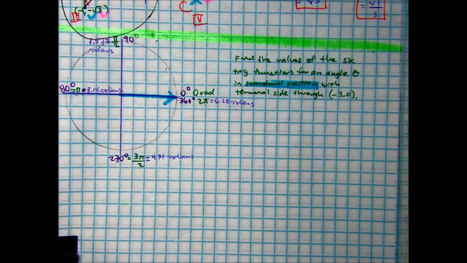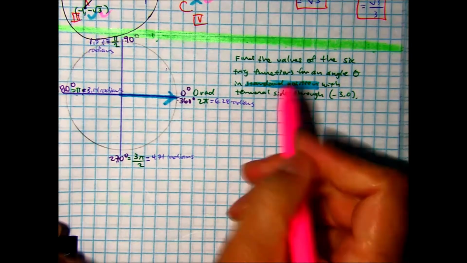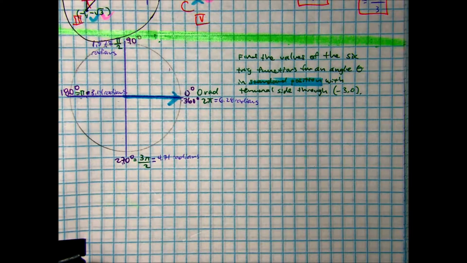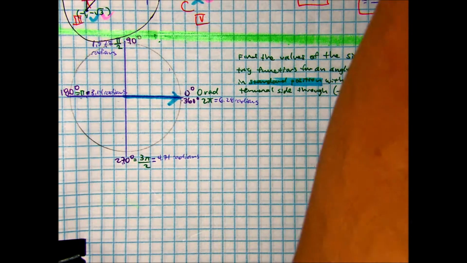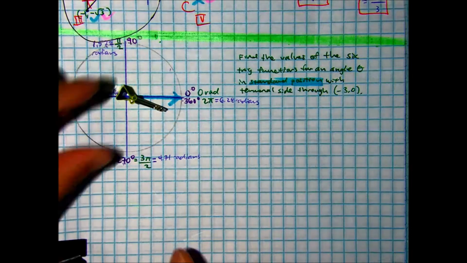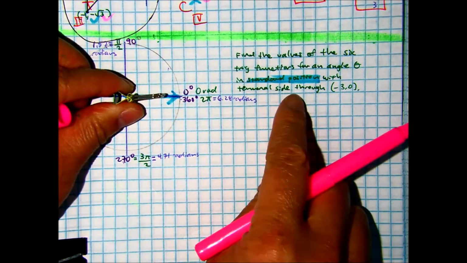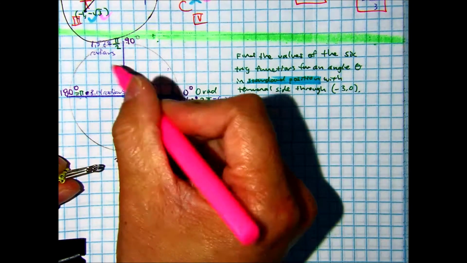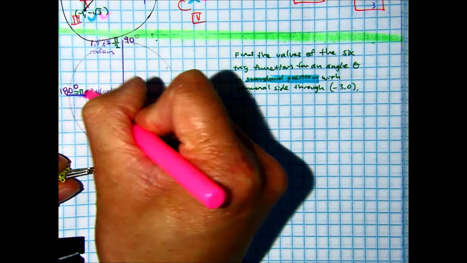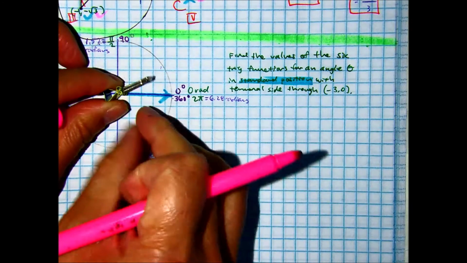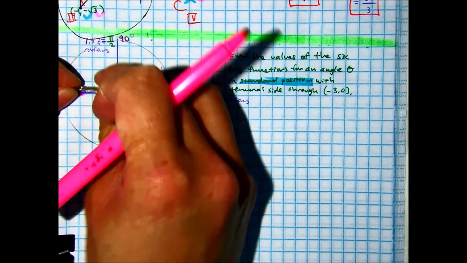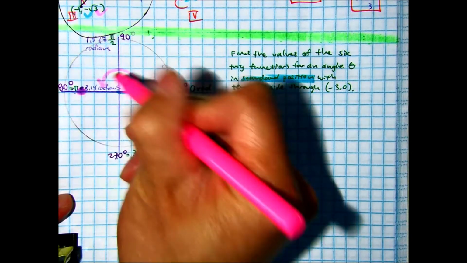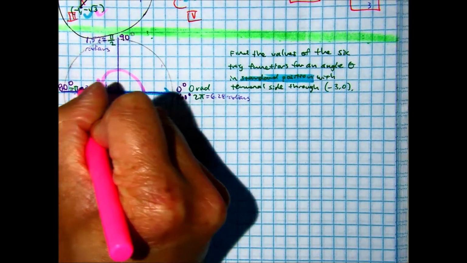Then it's telling us that the terminal side, meaning this is my little ray, goes through -3, 0. So -3, 0 is over here. If I move positive angles towards -3, 0, it's basically going all the way over here and stopping right here.